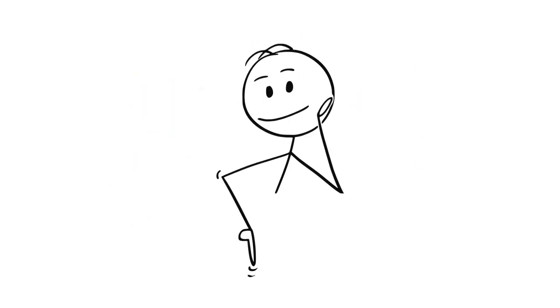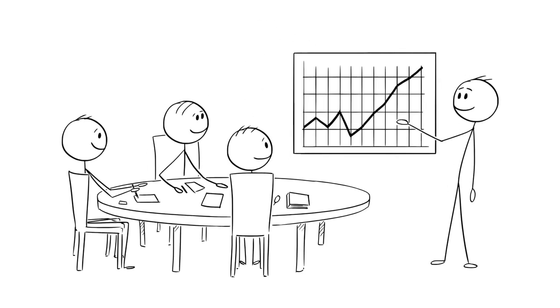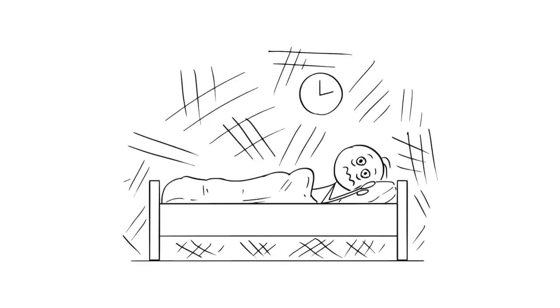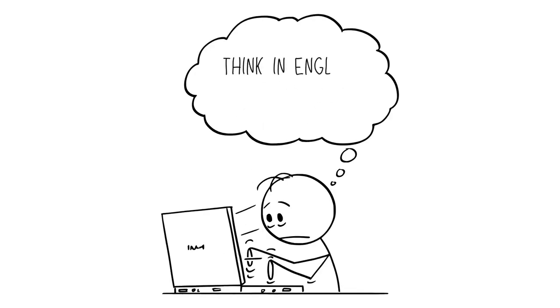Let's say you hear someone say, "I try to read a few pages of an English book every night before bed." You could restate that as, "Before I sleep, I usually read a little bit of an English book." Different words, same meaning. That's how you train your brain to think in English, not translate.